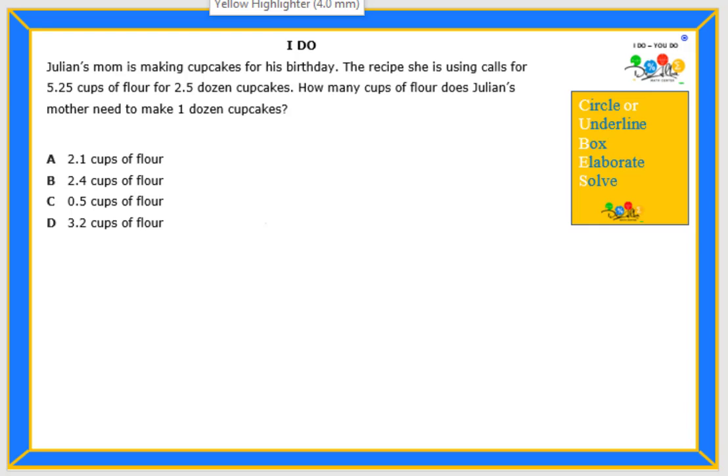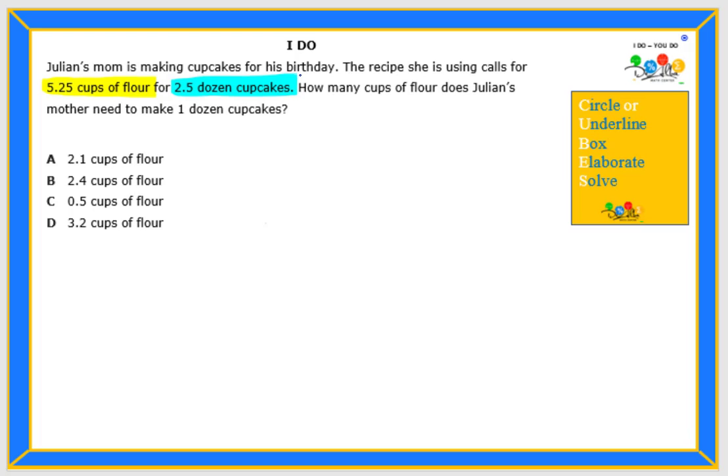Hello, students. Let's read this problem together. Julian's mom is making cupcakes for his birthday. The recipe she is using calls for 5.25 cups of flour for 2.5 dozen cupcakes. How many cups of flour does Julian's mother need to make 1 dozen cupcakes?